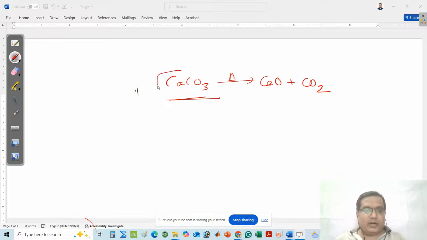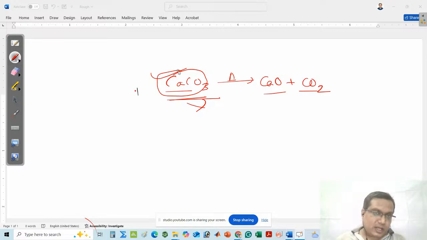This property of calcium carbonate is said to be chemical property, because here the composition of calcium carbonate is different from the two products, that is calcium oxide and carbon dioxide. Here, calcium carbonate undergoes decomposition by itself, alone. It does not need another species, another reactant or catalyst. It undergoes change by itself when you apply heat. So it is one type of chemical change, and the property of the substance is said to be chemical property.